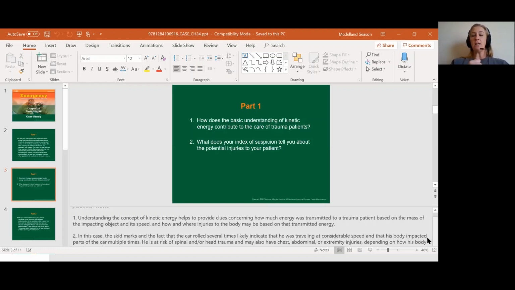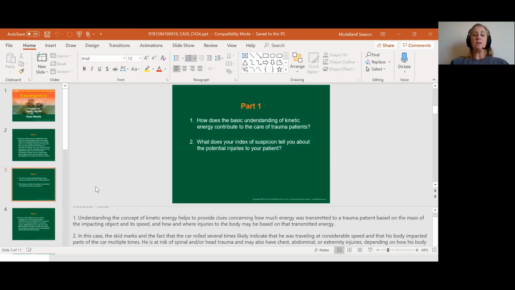Then we have the body to object impacts, which happen right after that, and the organ to body impacts. So in every collision, we have to think about what impact happened to the organs or the body after every impact. So he's at risk of spinal and or head trauma and may also have chest, abdominal, or extremity injuries, depending on how his body hit the ground or hit whatever the other parts are.